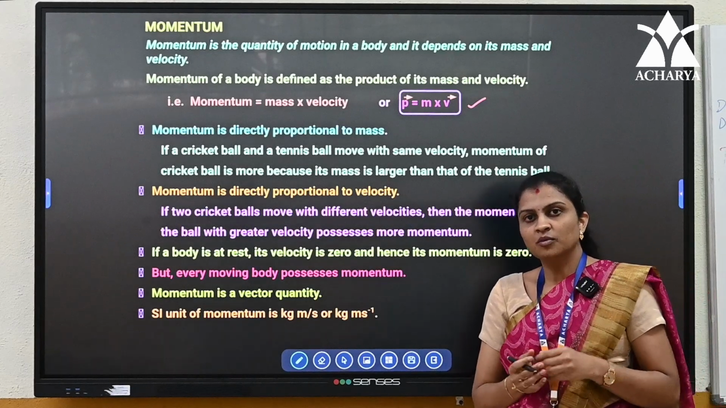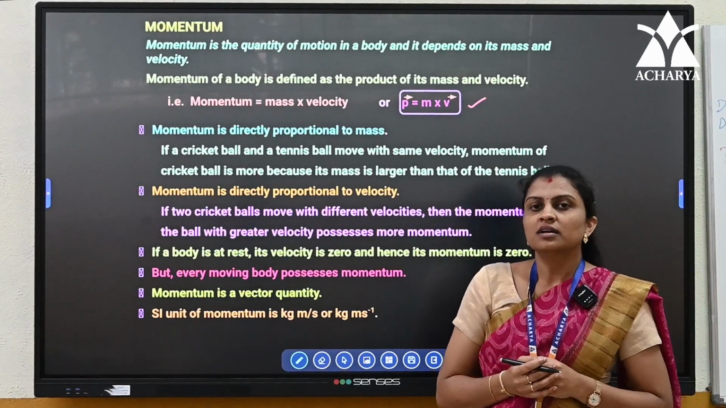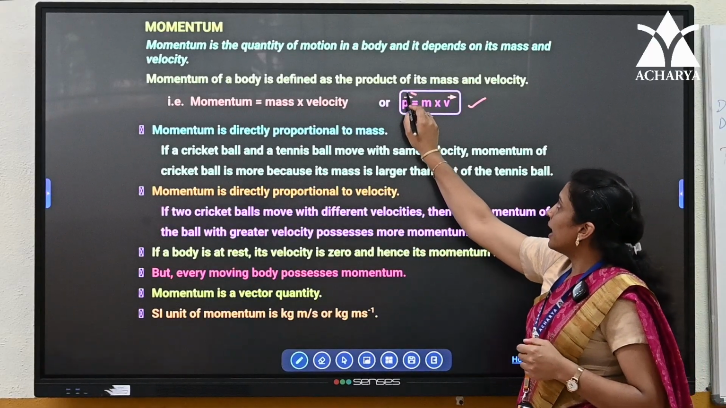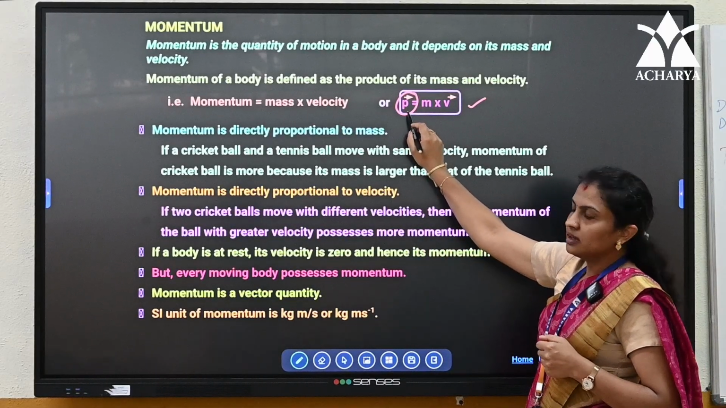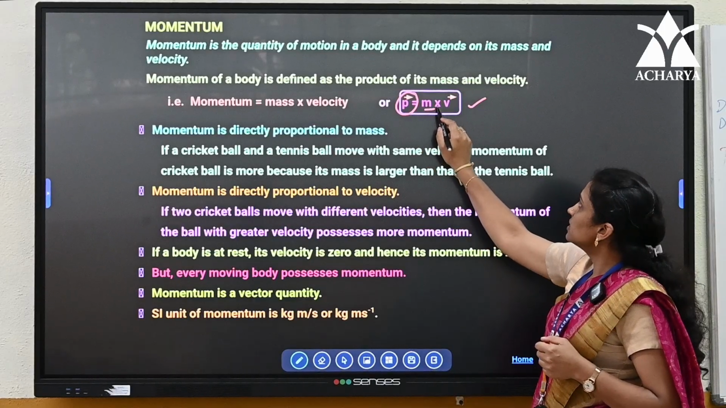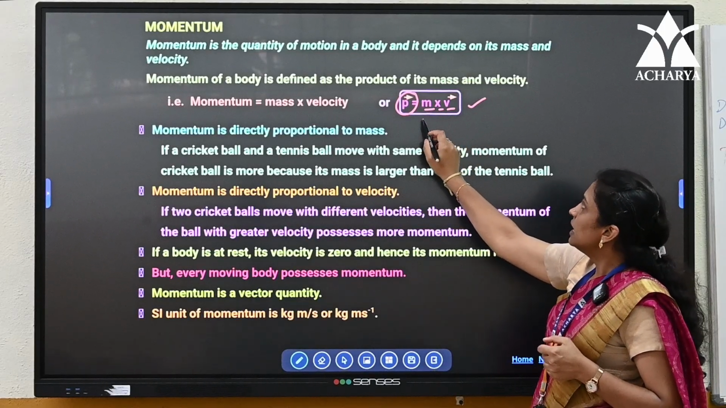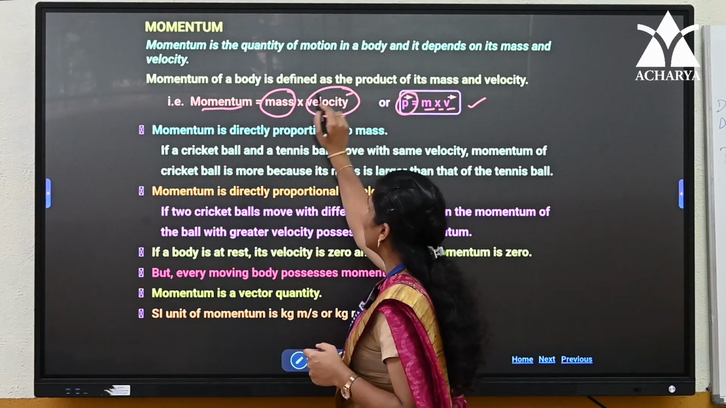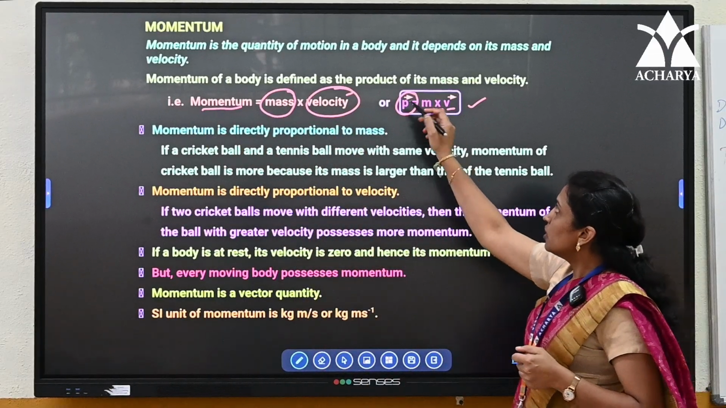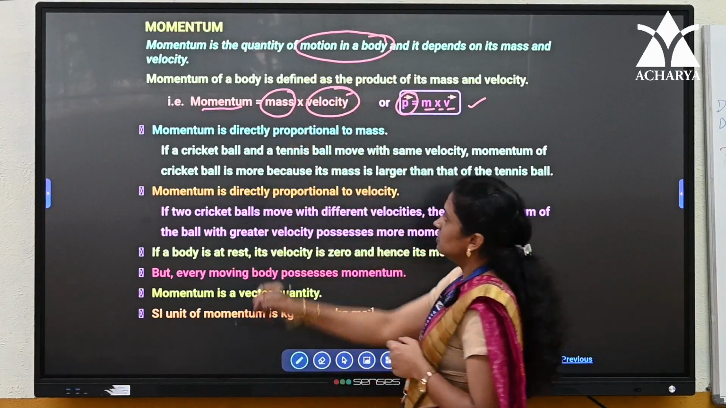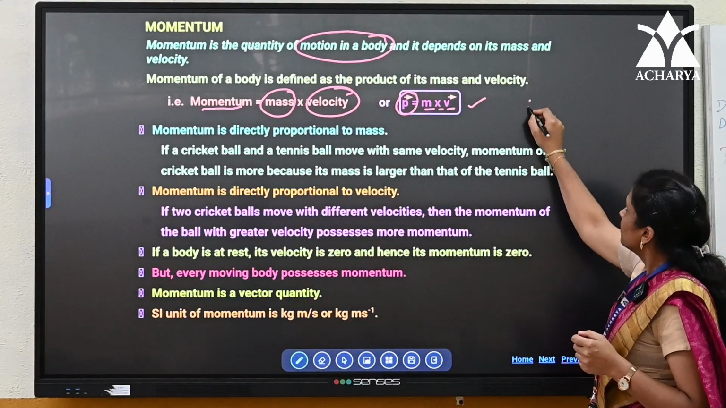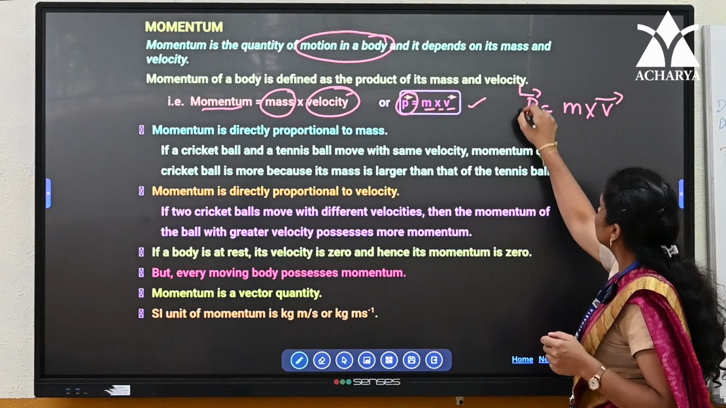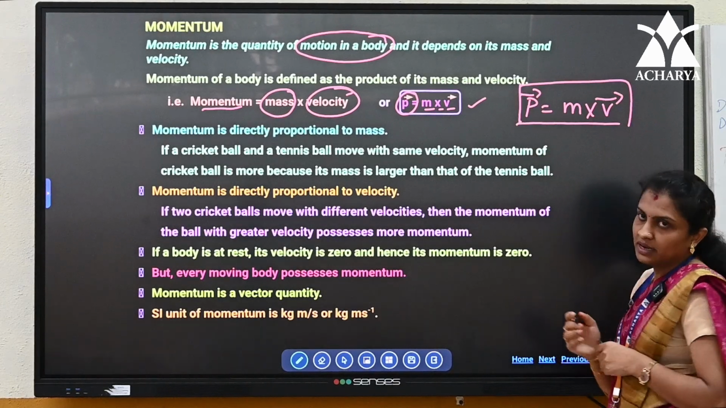What is momentum? Momentum is a quantity of a body. It is a product of mass and velocity. So momentum we can denote by P vector, that is equal to mass into velocity. It is one of the quantities of motion in a body. Just remember, P vector is equal to mass into velocity vector. So this is the definition of momentum.